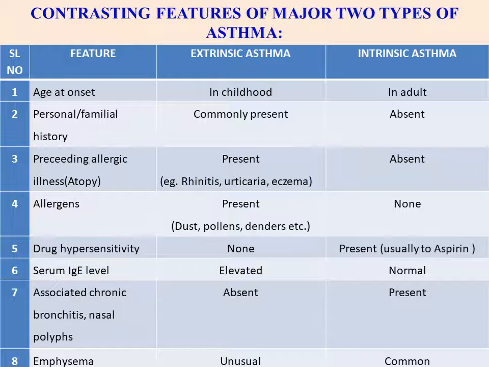Associated chronic bronchitis and nasal polyps are absent in extrinsic asthma, whereas present in intrinsic asthma. And an important point, emphysema is unusual in extrinsic asthma, common in intrinsic asthma. So in childhood, extrinsic asthma will be observed, and intrinsic asthma in adults. Familial history and allergic reactions, drug hypersensitivity, IgE levels and associated chronic bronchitis are all parameters for differentiating extrinsic and intrinsic asthma.